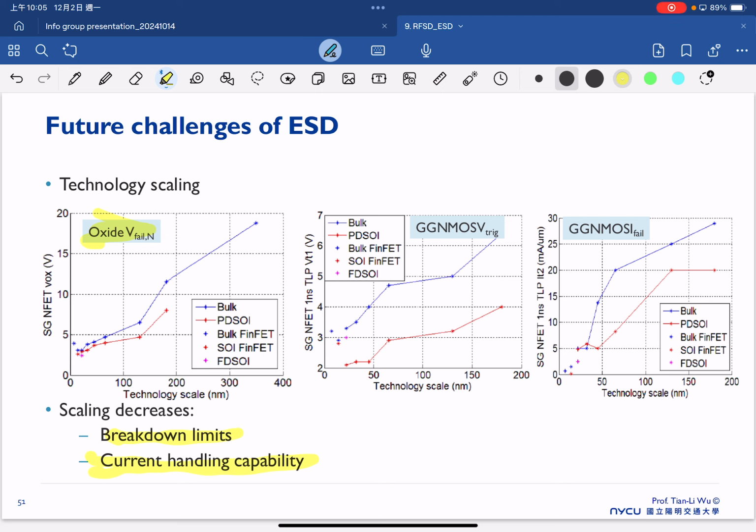You can see this is the gate oxide breakdown voltage fail. This is the oxide fail voltage. We can see once we move down to a certain technology, our oxide breakdown voltage is getting smaller and smaller. But that also causes, for example, this is the ESD result here, and so we can see the voltage also decreases, and the current handling also decreases.